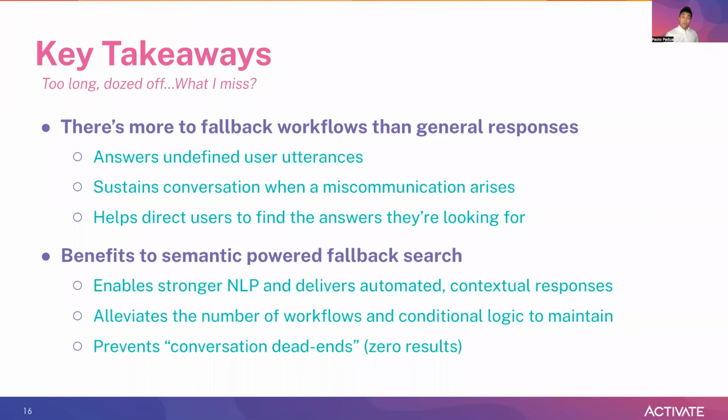When we tap into a chatbot's full fallback versatility with semantic vector search, we enable stronger NLP and deliver immediate contextual answers for complex questions that aren't defined in your chatbot's conversational workflow. It also drastically alleviates maintenance efforts from admins as it reduces the number of predetermined workflows and conditional logic needed. And last but not least, semantic-powered fallback search enables chatbots with more depth of understanding to prevent conversational dead ends and zero results for natural language questions.